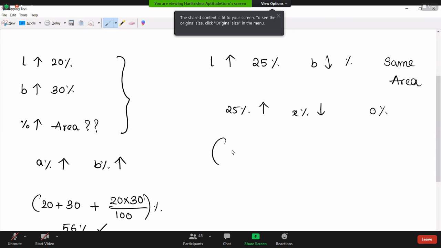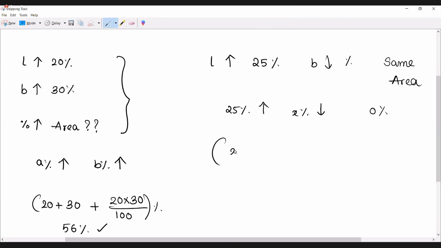So I'm putting in the formula: a percentage increase, X decrease. 25 minus X minus 25 into X divided by 100 is equal to 0. So from this data, I can definitely get the value of X. So 25 minus X by 4, that is equal to 0.